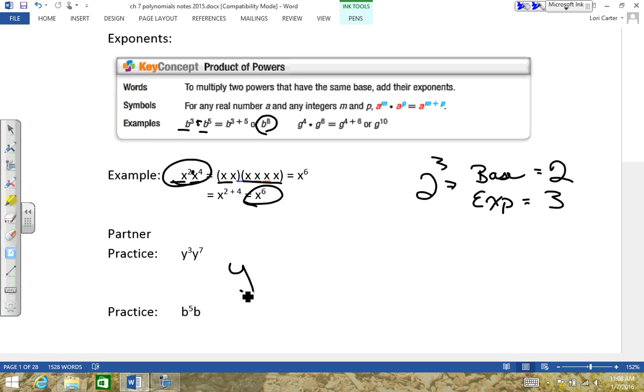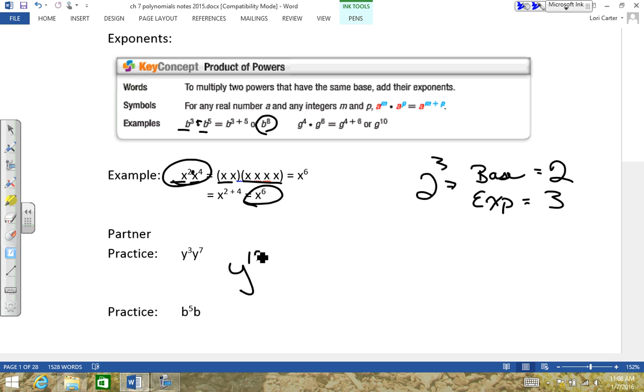Three y's in parentheses. Okay, what was your final answer when you were done? Y to the 10th. So you're just gonna add them? Yes. Can you go y cubed, y to the 7th, and go straight to y to the 10th? Yes, you can. You can show the work, but you do not have to.